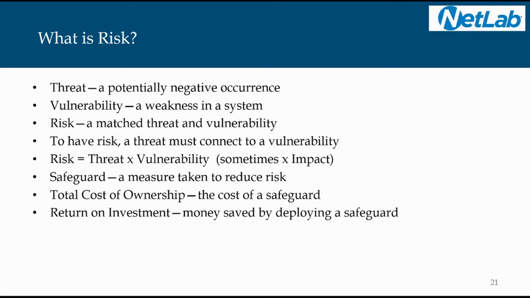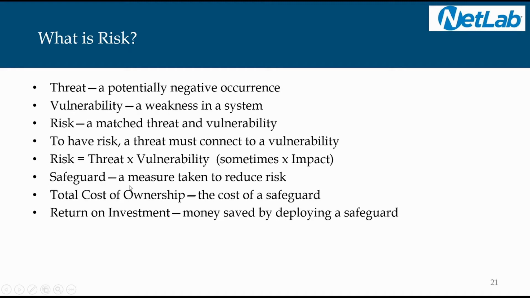What is risk? There are certain terminologies we are going to understand here. Threat, a potentially negative occurrence. We have already seen this. Vulnerability is a weakness in the system. Risk, a matched threat and vulnerability. The vulnerability and the threat should match. It should combine. Only then the risk will happen. To have risk, a threat must connect to the vulnerability. Risk is threat multiplied by vulnerability, sometimes impact.